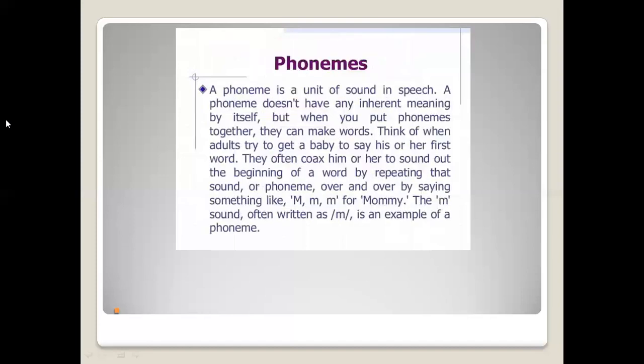And the next concept is phonemes. A phoneme is a unit of sound in speech. A phoneme does not have any inherent meaning by itself, but when you put phonemes together, they can make words. Think of when adults try to get a baby to say his or her first word, they often coax him or her to sound out the beginning of the word by repeating the sound or phoneme over and over by saying something like ma, ma, or mommy. The ma sound is an example of a phoneme here. So we can say a phoneme is a unit of sound in speech. That is the concept of the phoneme.